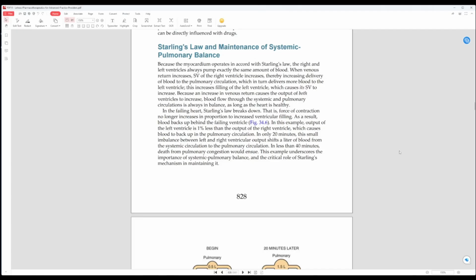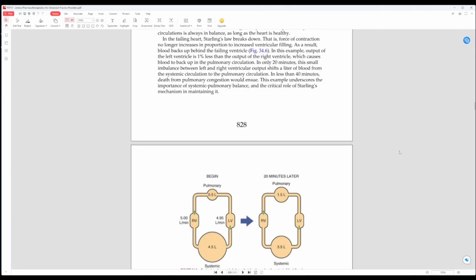In only about 20 minutes, this small imbalance between the left and right ventricular output shifts a liter of blood from the systemic circulation to the pulmonary circulation. So, in less than 40 minutes, death from pulmonary congestion could ensue. This example underscores the importance of a systemic pulmonary balance and the critical role of Starling's mechanism in maintaining it.